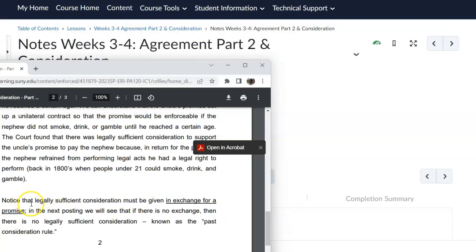I also point out that for there to be legally sufficient consideration, it must be given in exchange for a promise. And I will pick up that point in the next posting when we talk about the doctrine of past consideration. So this will conclude this screenshot video.